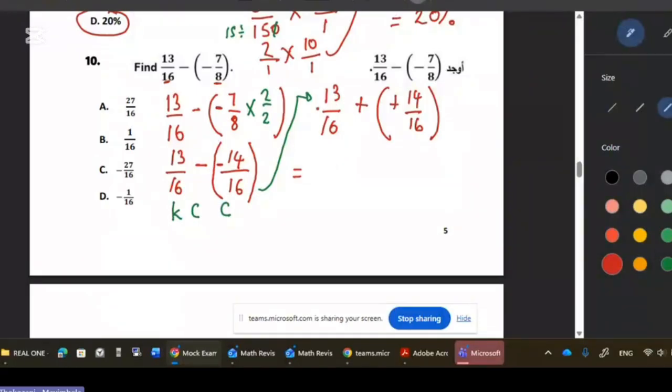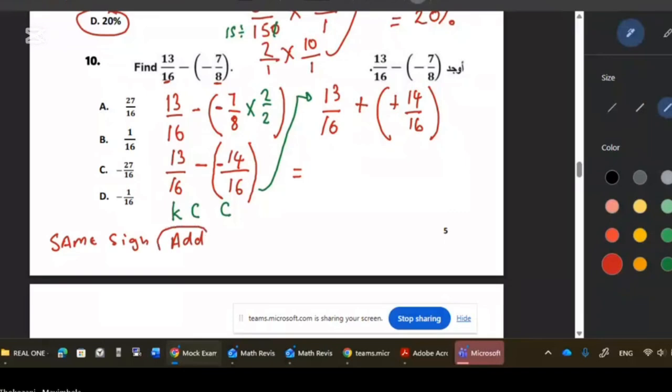The signs here are exactly the same. When the signs are exactly the same, what do we do? In addition, the rule is minus. If we're having same signs, do minus. No, we add. Same signs, we add.